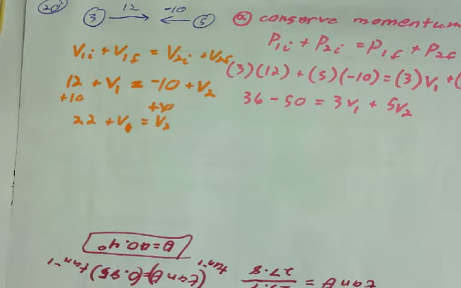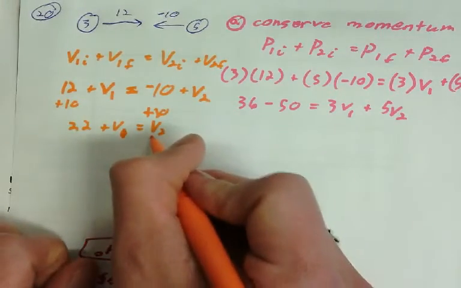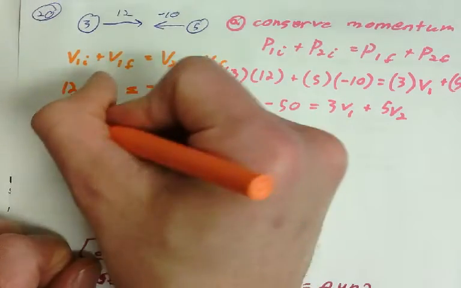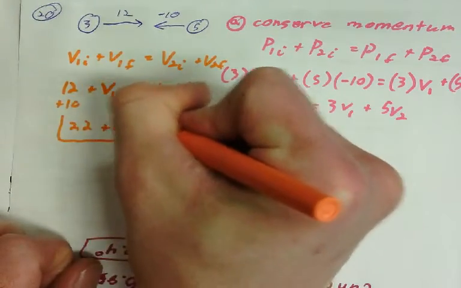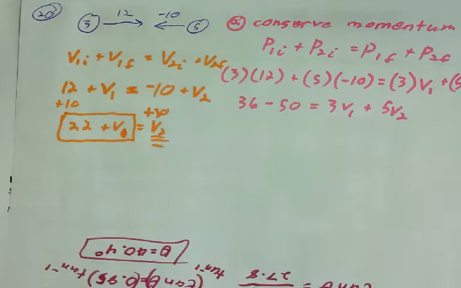So, now we know what V2 equals. V2 equals 22 plus V1. So in other words, whatever V1 is, it's 22 more than that. So if V1 is 0, it's 22. If V1 is 10, it's 32. If V1 is -10, it's 12. It's 22 more than what V1 is.